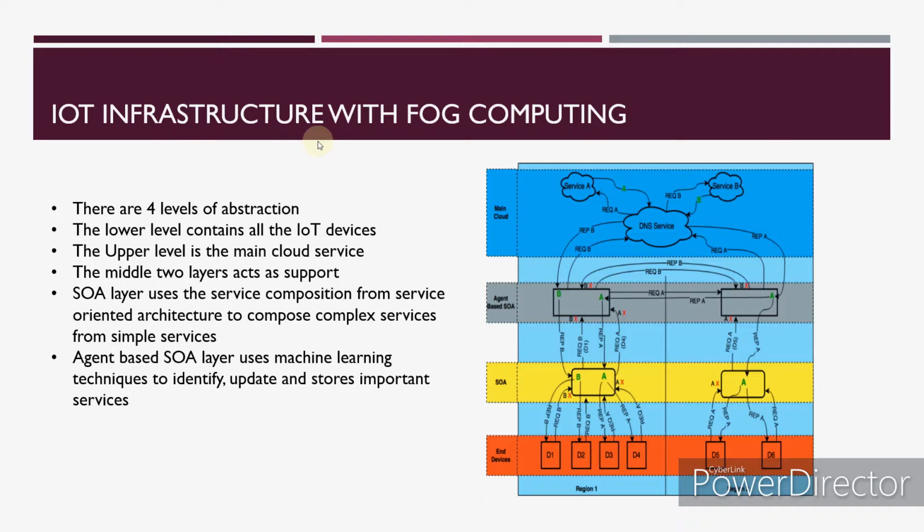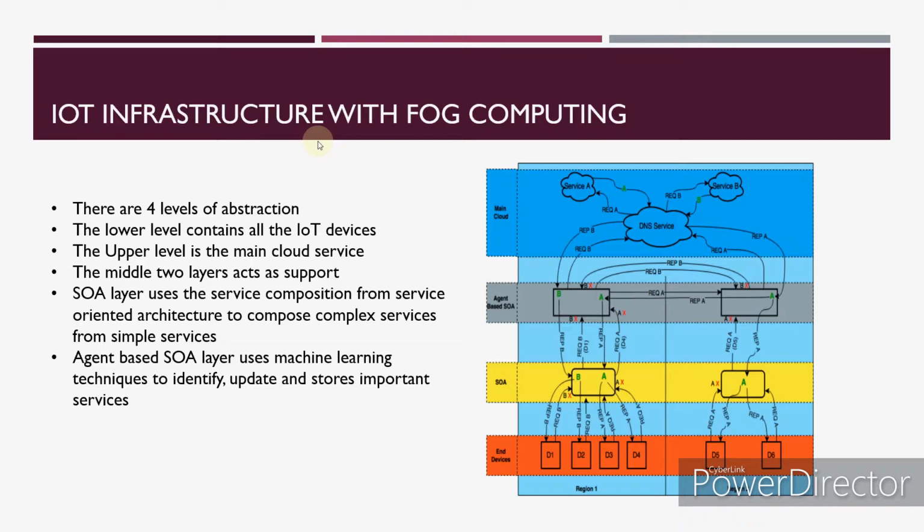Now let's talk about the IoT infrastructure with computing. We have divided the whole data communication into four levels of abstraction. As you can see, the lowermost level contains all the IoT devices, and that can be from different regions. The uppermost level is the main cloud service, and the middle two layers are basically there to support the whole data transfers.